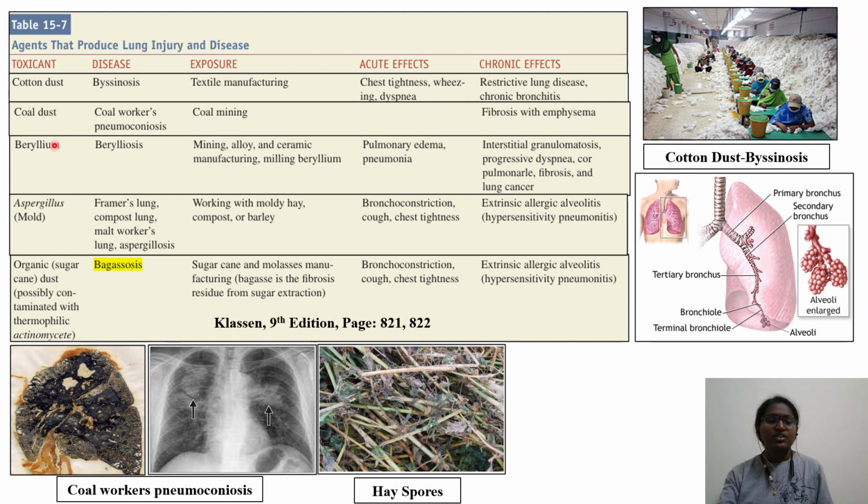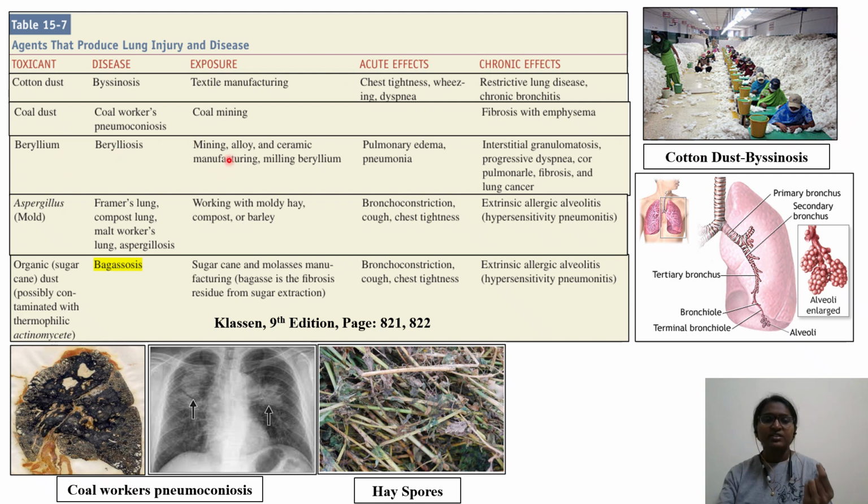The third option is beryllium. Always I told you, you have to remember about the metals: which metal is causing which type of toxicity? So in this case, the third option was beryllium. The occupational disease which is caused by beryllium is berylliosis.